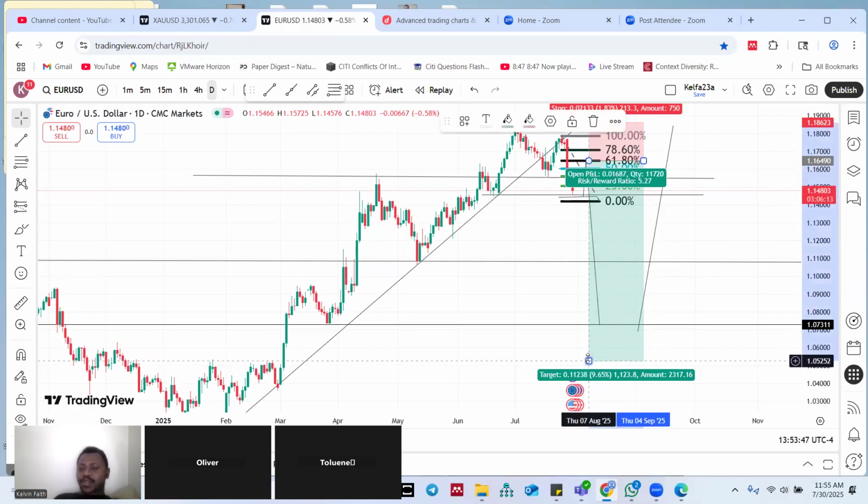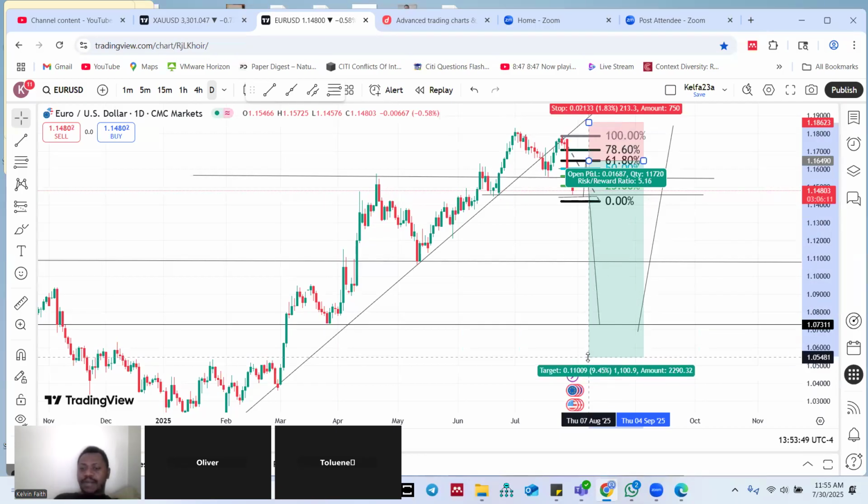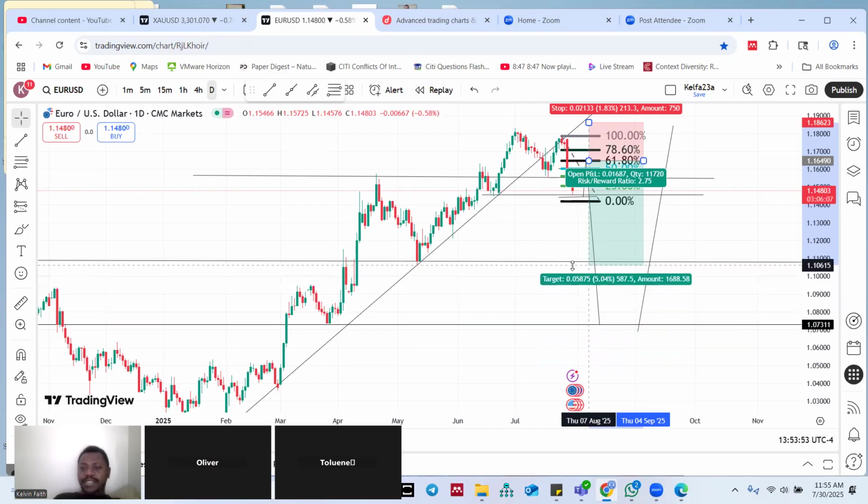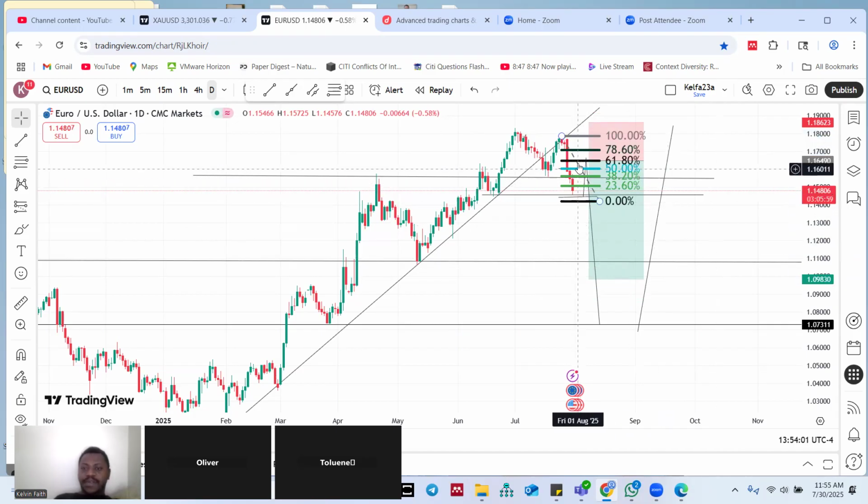Okay, so this is what we might expect. And it has to be in alignment with the dollar. The dollar must keep going up or must be strong for this to happen. But first, we'll be looking at something around this place. Okay, perfect.